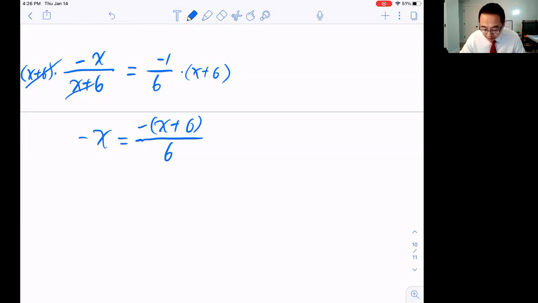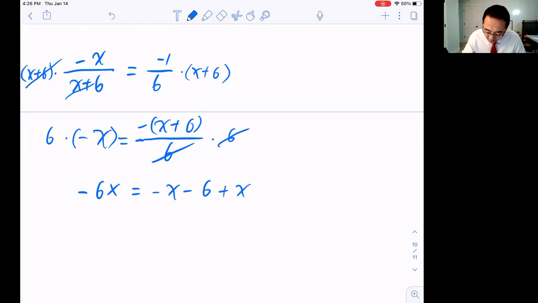Then you still have a 6 in the denominator you want to get rid of, so you do the same thing: multiply both sides by 6. This time this side cancels out, and you get 6 times -6 and -x. So you get -6x equals -x minus 6, right? Everybody with me? Then you want to add an x on both sides.